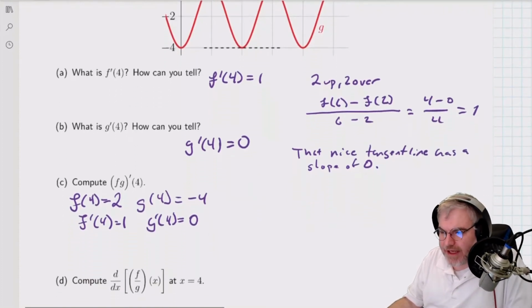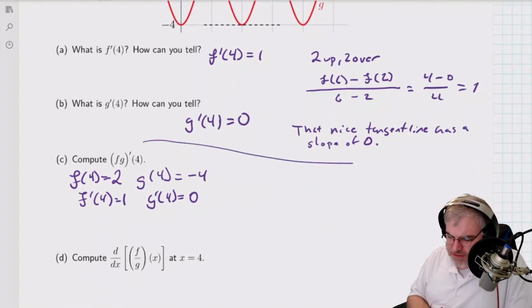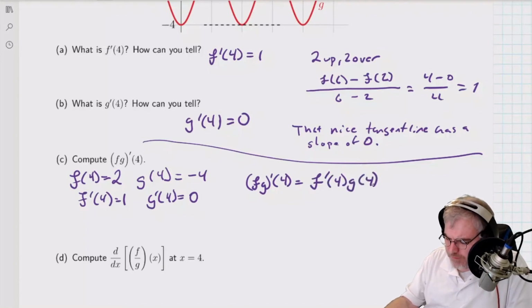So, just keep that in mind, that if you do this, you could save your butt. All right, so what I'm going to do is find g prime of 4 equals, and I'm just going to write the product rule. F prime of 4, g of 4, plus f of 4, g prime of 4. Now, why do I do that step?